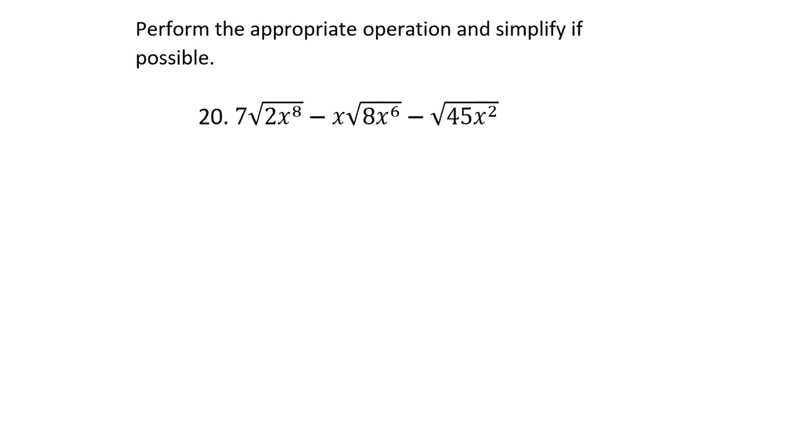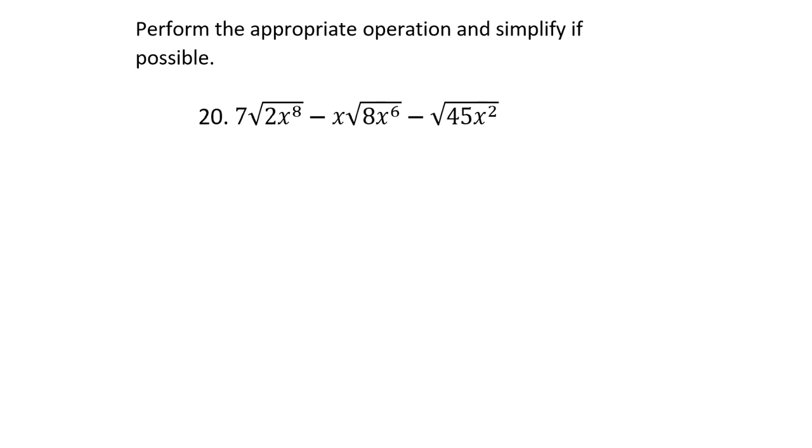Okay, so this problem is asking us to subtract these radicals and simplify. Well, if we look underneath these radicals, they're all square roots, so that's pretty good, but none of the numbers inside are the same, which means I can't just subtract these. I need to simplify first and then see if anything will subtract.